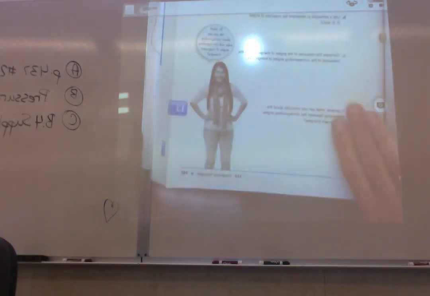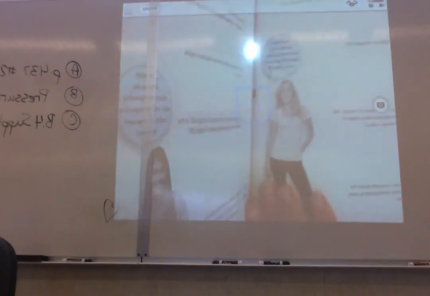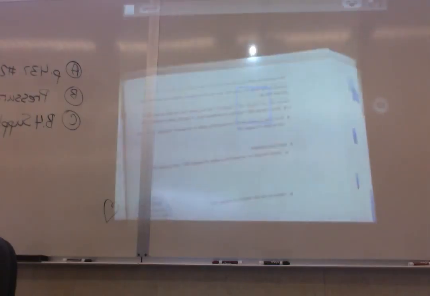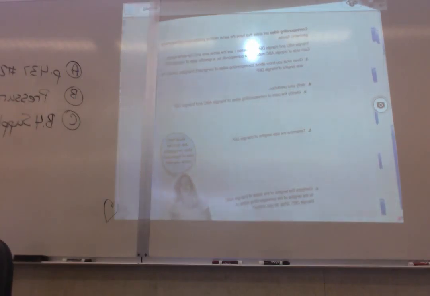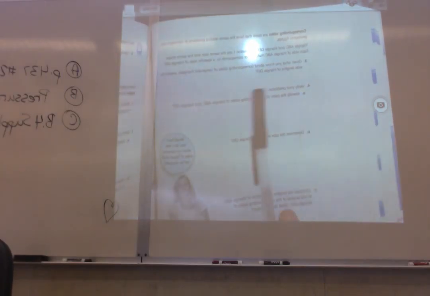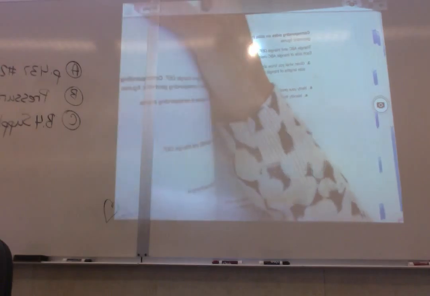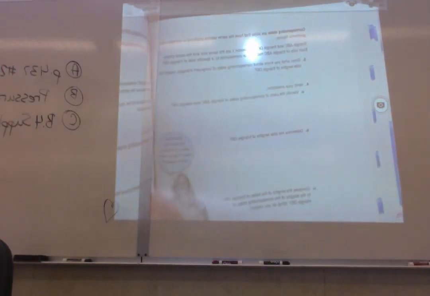Flip the page. Corresponding sides. Somebody to read. Brody, did you want to read before? Seemed like there was a bunch of people.